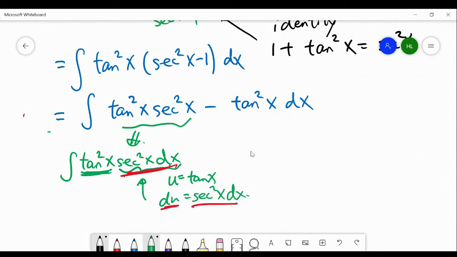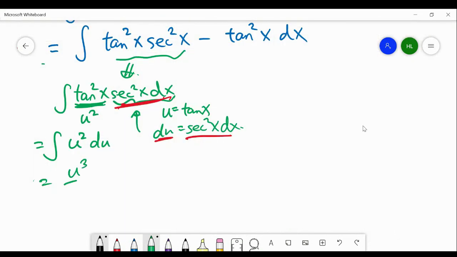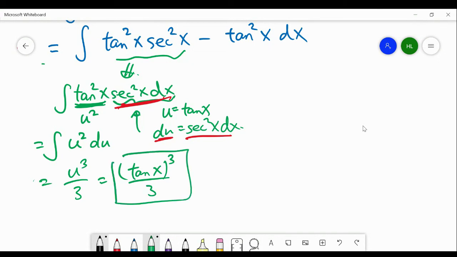Why? Because the first part, tangent square x, is essentially u square. So it means by the u substitution, the integral is transformed to the variable u, which is an integral of u square times du, right? And we understand that it's a power rule here. So this one becomes u cubed over 3, which is exactly the same as tangent x to the power 3 divided by 3, right? So this integral inside the green box is already solved.